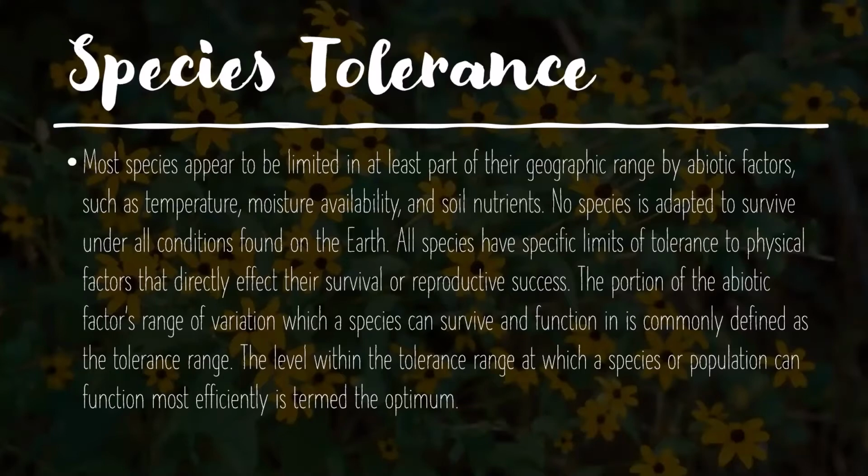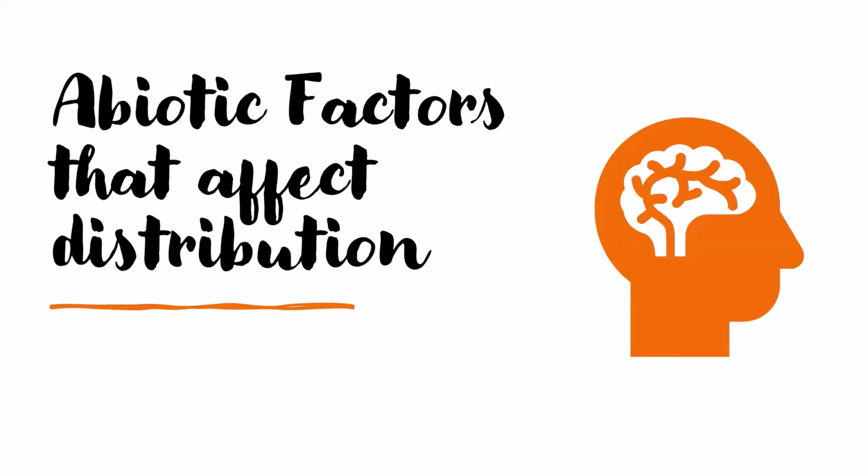as the tolerance range. So if a species can survive between 25 degrees Celsius and 30 degrees Celsius, anything above and below that range can kill the species or can potentially harm the species, causing them to act in a deformed manner. So the level within the tolerance range at which a species or population can function most efficiently is termed the optimum. So it's an optimum condition when the species is living within the ranges that it's able to survive.